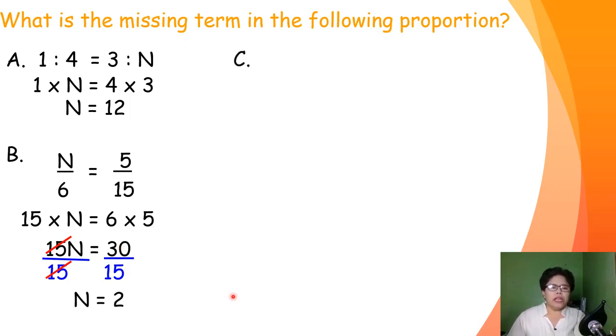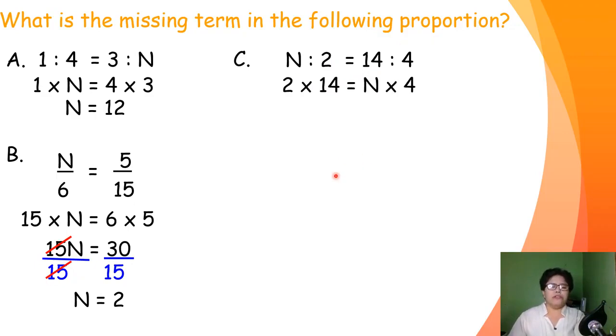Now, let's have letter C. Letter C here says n is to 2 is equal to 14 is to 4. Then, multiply natin ulit ang means at saka ang extremes. Now, tignan nyo. Inuna ko yung means. Iyan, puro number siya. And then, kasunod na yung n times 4. So, pwedeng ang n mo ay nasa kanan. Okay? Pareho lang yan. So, wag malito. So, you have 2 times 14 is 28, diba? And then, dito, that is 4n.